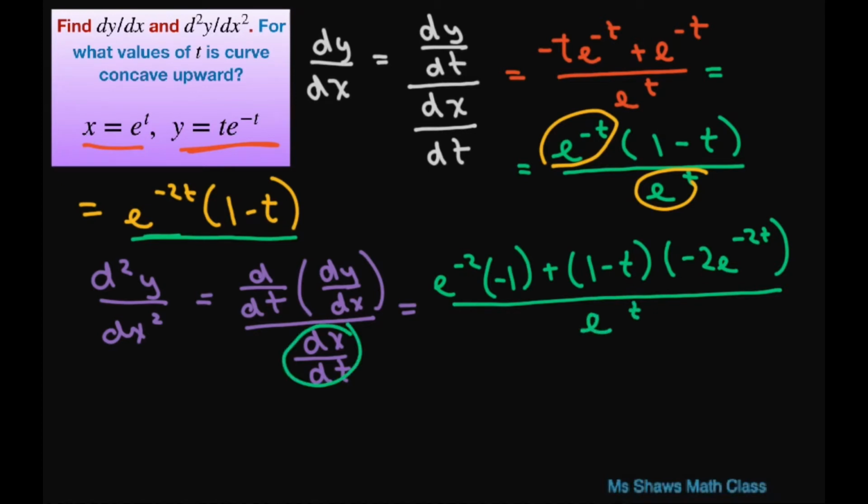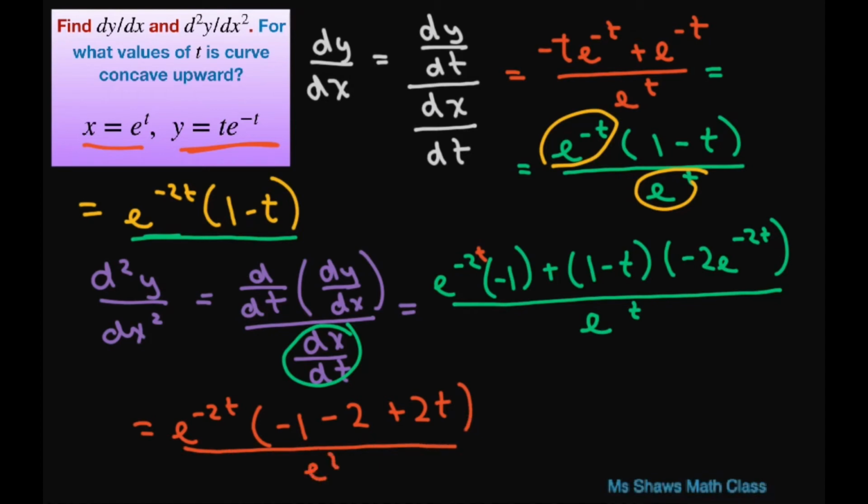Now, before we move on, let's go ahead and factor out that, it should be a t, let's factor out e to the power of negative 2t. So that's going to give me e to the power of negative 2t, and we'll have negative 1 minus 2 plus 2t, all divided by e to the power of t.